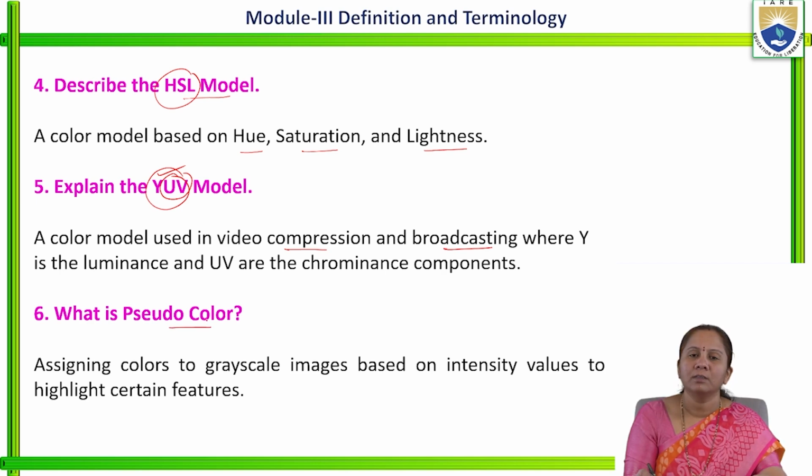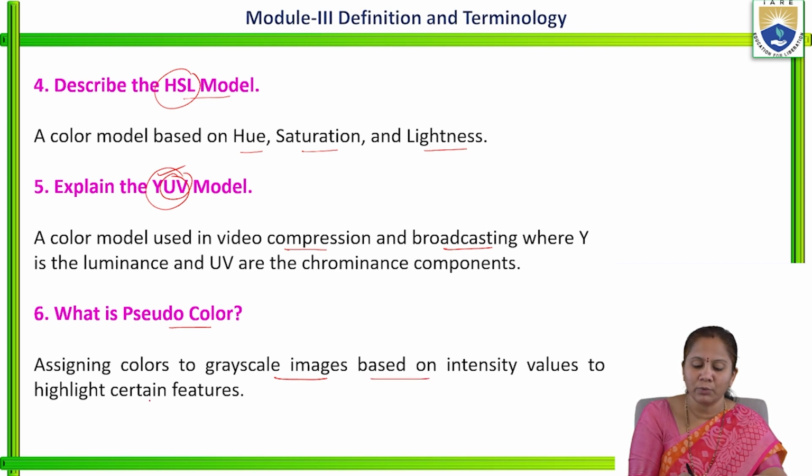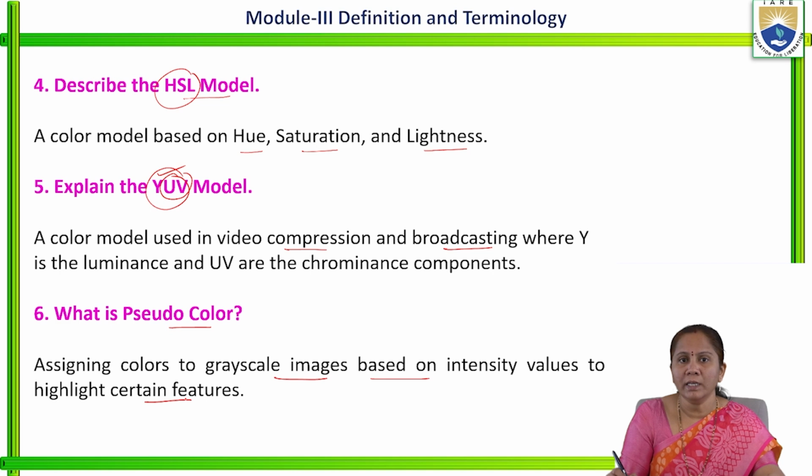So what is meant by pseudo color? Generally pseudo colors are also called false colors. So assigning colors to grayscale images, that is black and white images, which do not include any color. By seeing the intensity of the gray levels available in the image, we assign colors based on different intensities. So assigning colors to gray level images based on intensity value in order to highlight certain features.